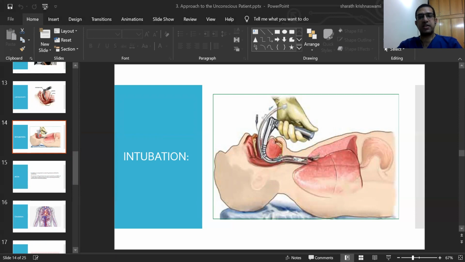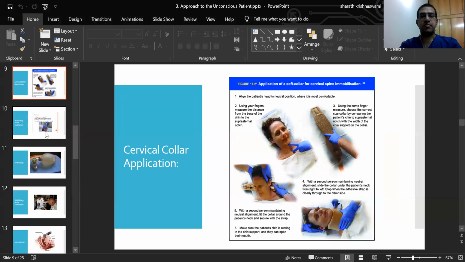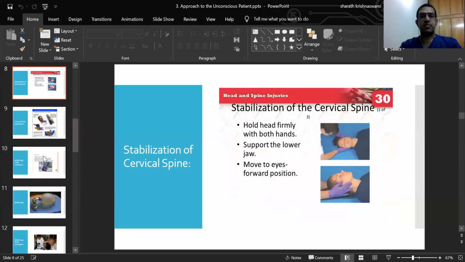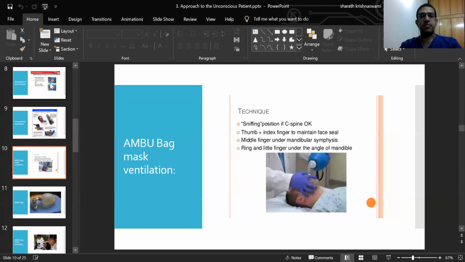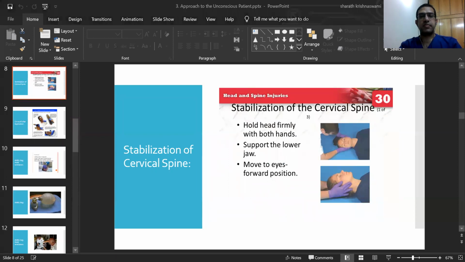The cervical spine or the neck is to be kept immobile, and even while shifting the patient, the neck should be moved in line with the head and shoulders. Intubation of such patients should undergo a process called manual inline stabilization of the cervical spine.